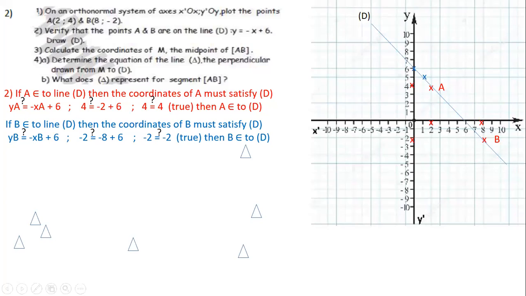Yes, miss. To draw a line, what should we do? We should see the slope and the y-intercept. I want to draw a line in a system of axes.